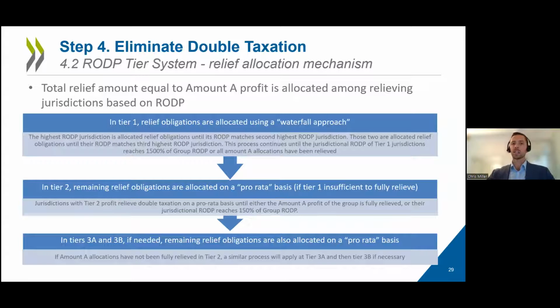Supposing that there remains allocation amounts that haven't been fully allocated out at tier 1, we move to tier 2. And at tier 2, we actually apply what we call a pro rata approach. So allocation amounts that need to be used up in tier 2 are allocated to jurisdictions with profits in tier 2 relative to their respective excess profit in the tier. And a similar approach is adopted at tier 3A and then at tier 3B if necessary.